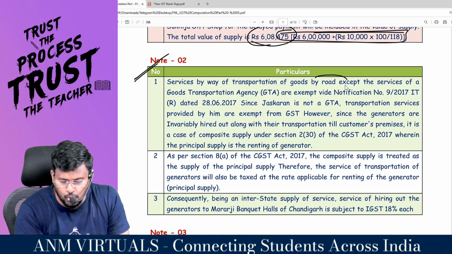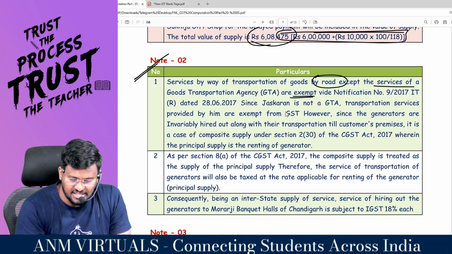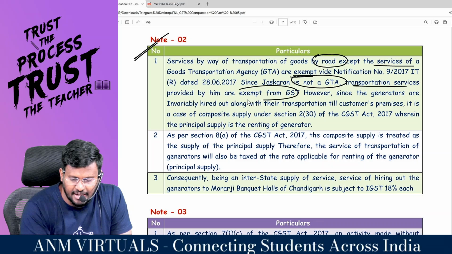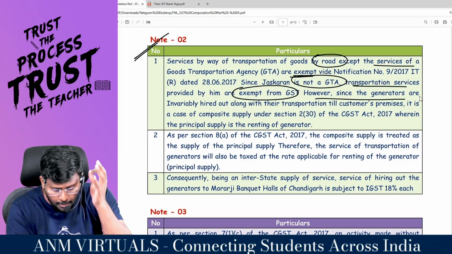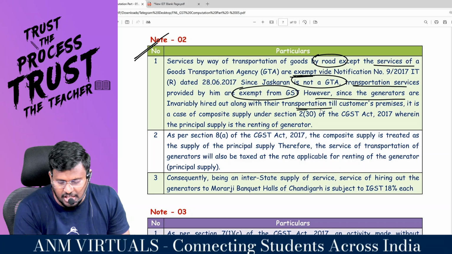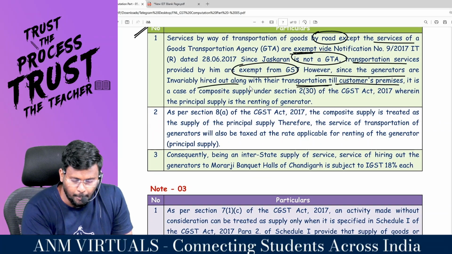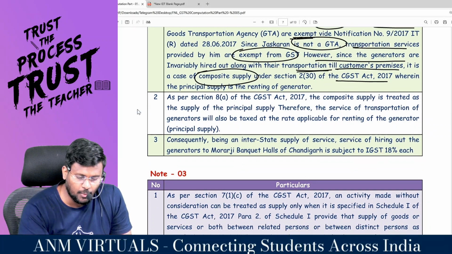Services by way of transportation of goods by road except the service of GTA are exempted. Since J is not a GTA, transportation services provided by him are exempt from what? GST. However, since the generators are invariably hired out along with their transportation to the customer's premises, it is a case of composite supply under section 2(30) of the CGST Act, wherein the principal supply is the renting of what?